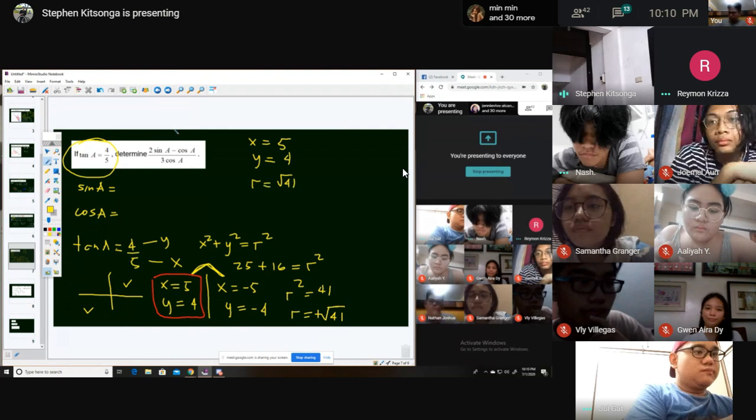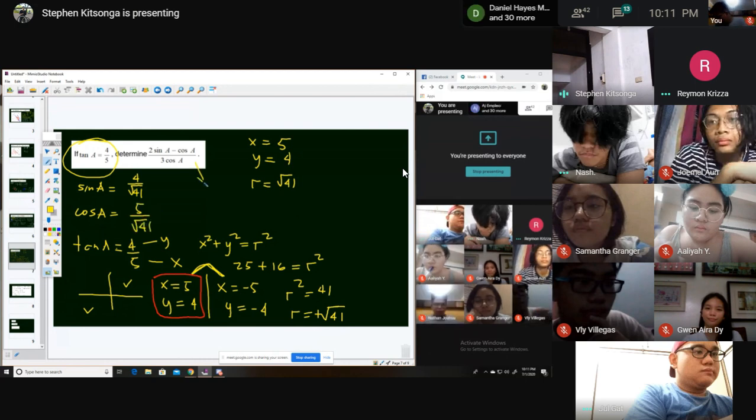Now, if you will do this, you need sine and cosine. So sine is what? Y over r. So 4 over square root of 41. What is cosine? X over r. 5 over square root of 41.